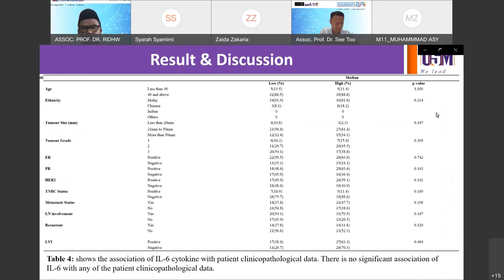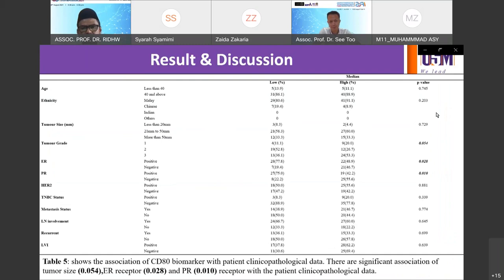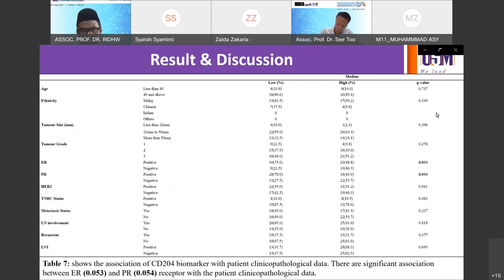Unfortunately, there is no significant association of IL-6 cytokine with the patient clinicopathological data, but it may also be due to the small sample size. Meanwhile, there are significant associations of CD80 with the patient tumor growth, ER and PR receptor. CD204 also shows significant association with ER and PR receptor of patient clinical data.